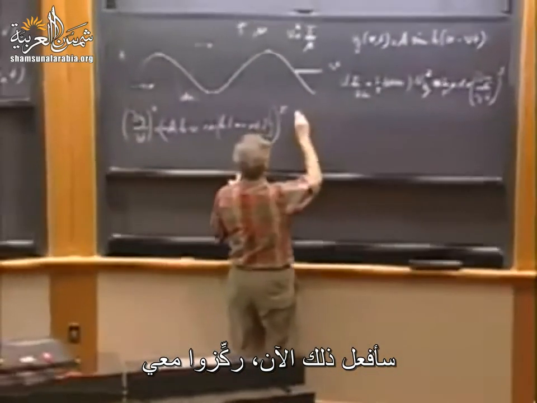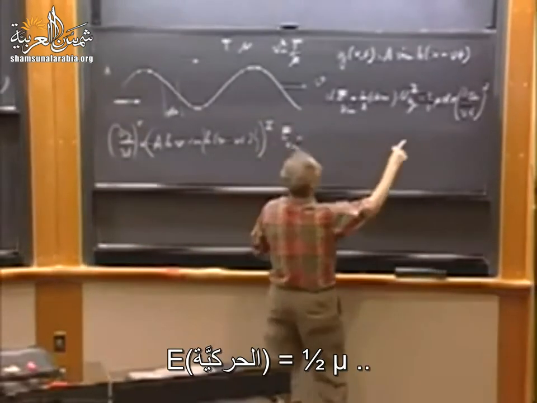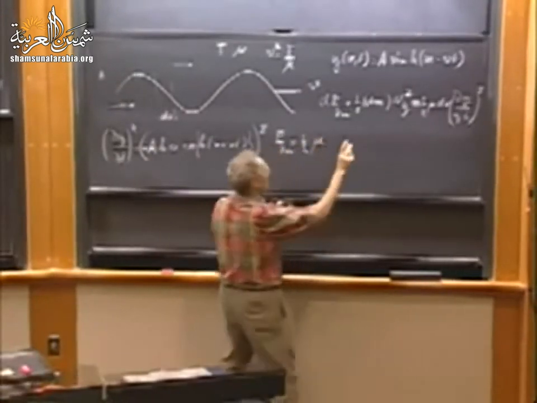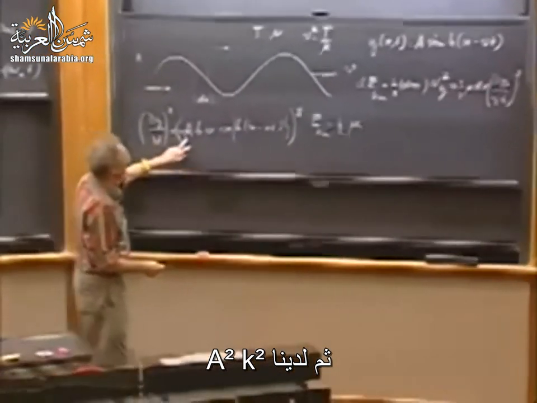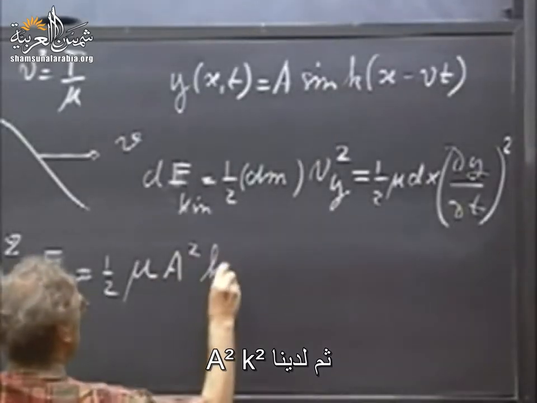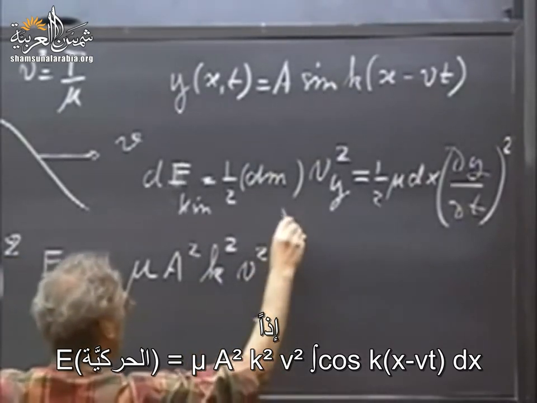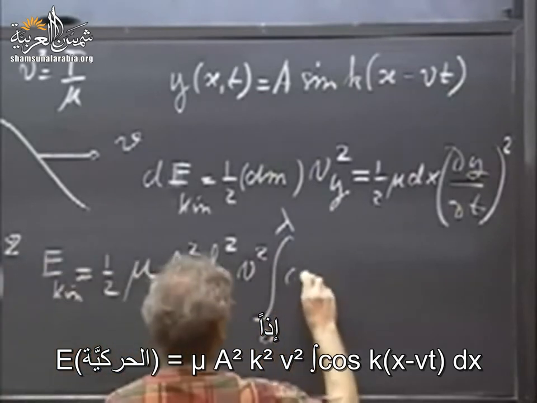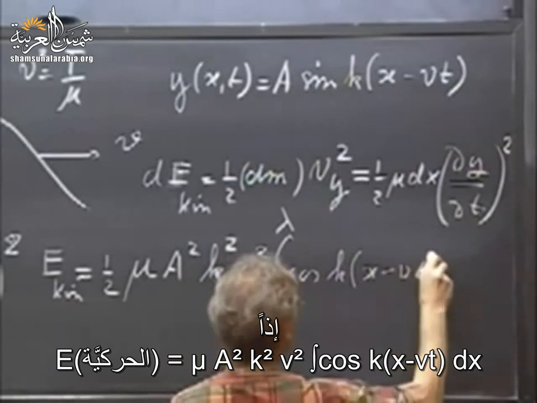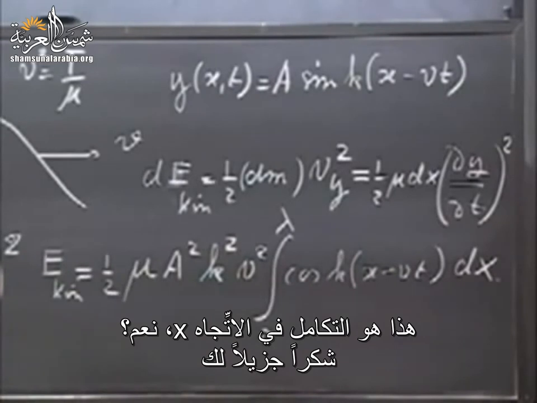I'm going to write down here now E kinetic. Now follow me closely. I have a half. I have a mu. And then I get the dy/dt squared, so I get an A squared. I get a K squared. I get a V squared. And then I get the integral from 0 to lambda of this function, cosine squared of (Kx minus Vt), and then I have my dx, which is this dx. That's what the integral is in the direction of x, yeah?